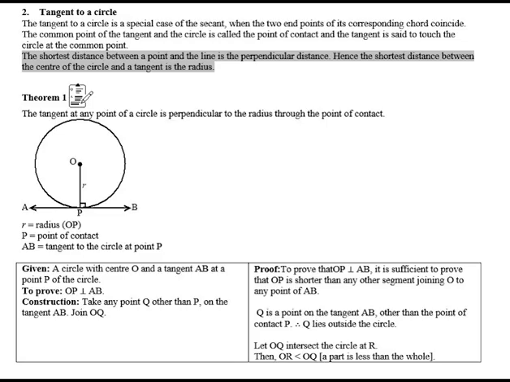But OP is equal to OR because these are the radii of the same circle. Therefore, OP is less than OQ. Thus, OP is shorter than any other segment joining O to any point on AB. Hence, OP is perpendicular to AB. From the theorem, we can conclude that there can be only one tangent at a point to the circle.